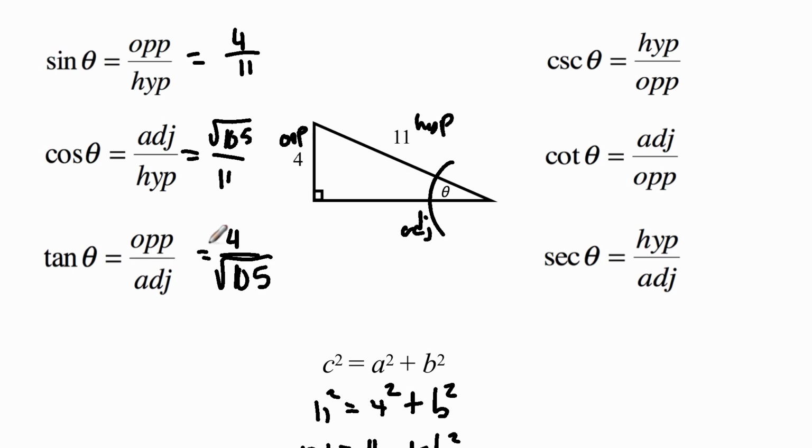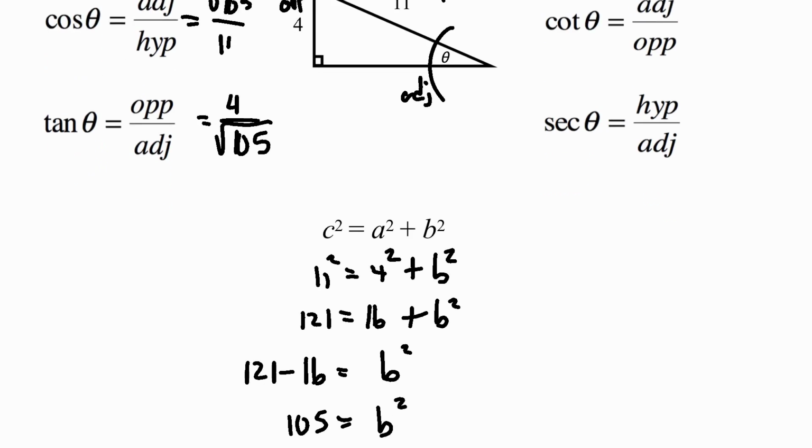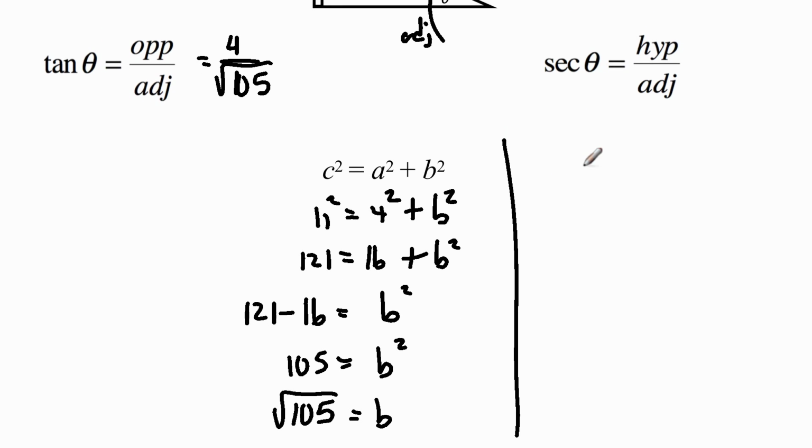Now just one little caveat on this. This is just a radical kind of notation. If I have something like 4 over root of 105, the rule is really you're not supposed to have a square root on the bottom. So in the textbook, you might see it written differently than this.